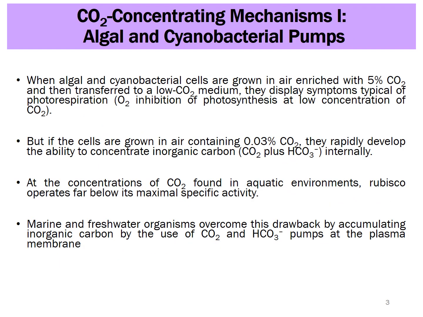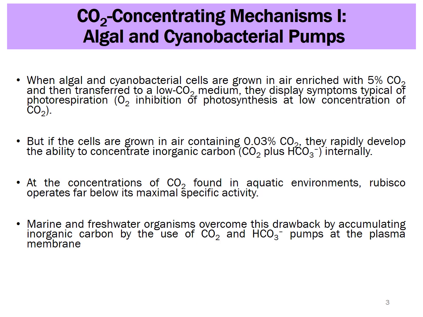First of all, carbon dioxide concentrating mechanism 1, that is, algal and cyanobacterial pumps. When algal and cyanobacterial cells are grown in air enriched with 5% carbon dioxide and then transferred to a low carbon dioxide medium, they display symptoms typical of photorespiration, that is, oxygen inhibition of photosynthesis at low concentration of carbon dioxide. But if the cells are grown in air containing 0.03% carbon dioxide, they rapidly develop the ability to concentrate inorganic carbon dioxide plus bicarbonate internally.